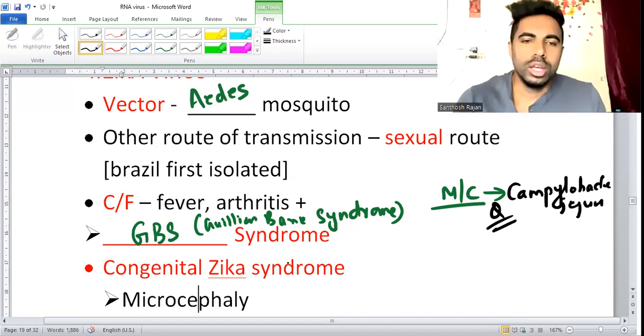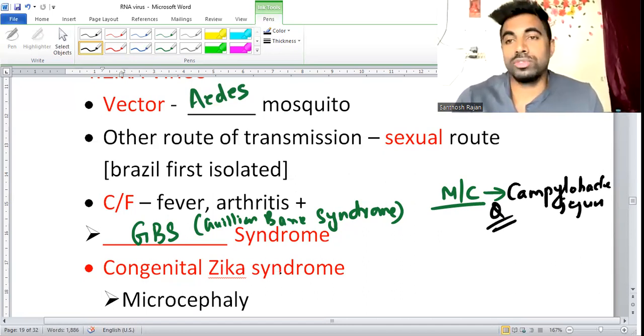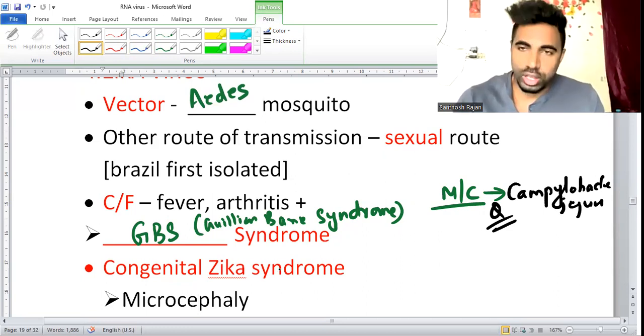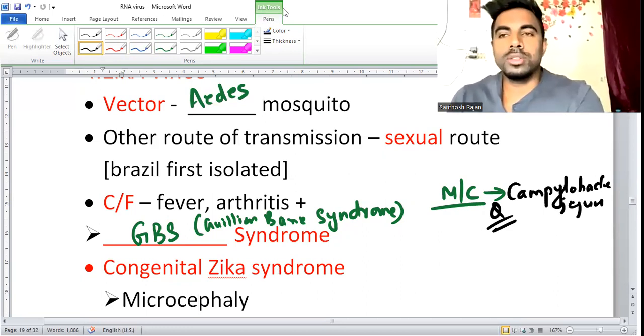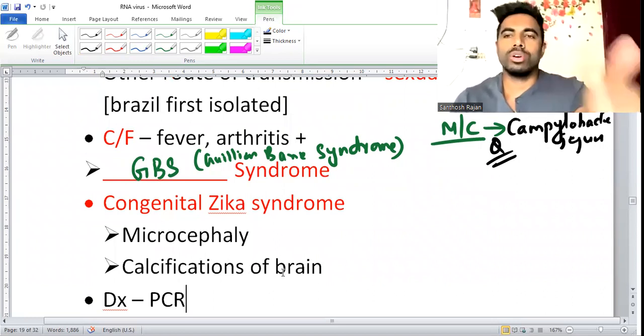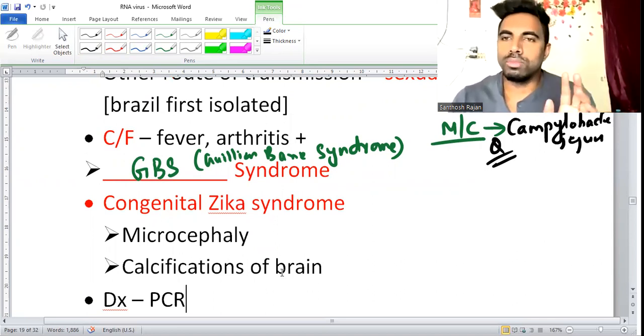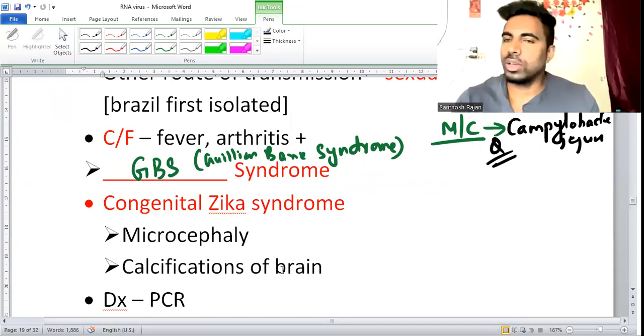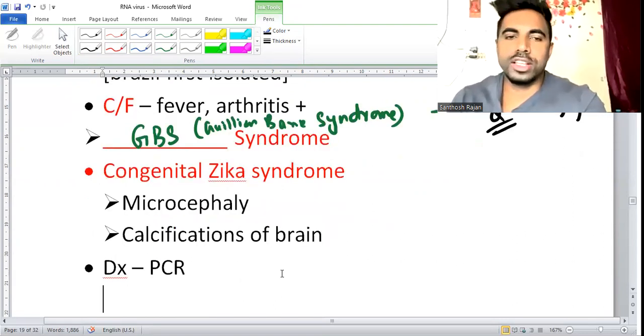Okay, right, good. Now, congenital Zika syndrome. Because we said it's sexually transmitted, that means it also has a vertical transmission. So, when the baby gets Zika virus, the symptoms would be the same. Microcephaly and calcification, just like any other congenital infection, like your CMV virus or your toxoplasma or rubella also. Microcephaly, calcifications, all are common in all these infections. Okay. Now, diagnosis is PCR. Definitely, as I already told you.